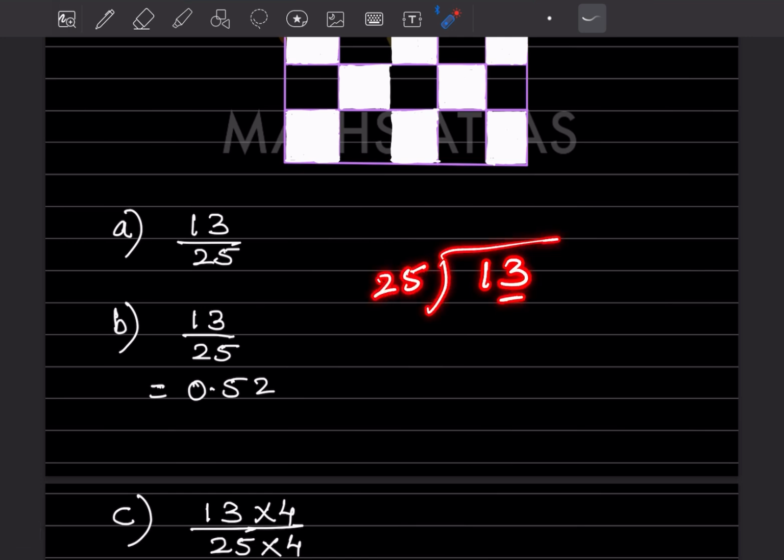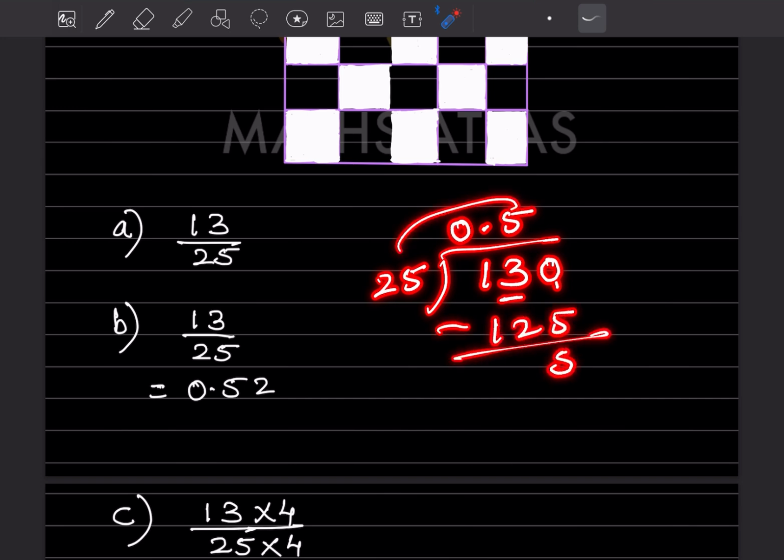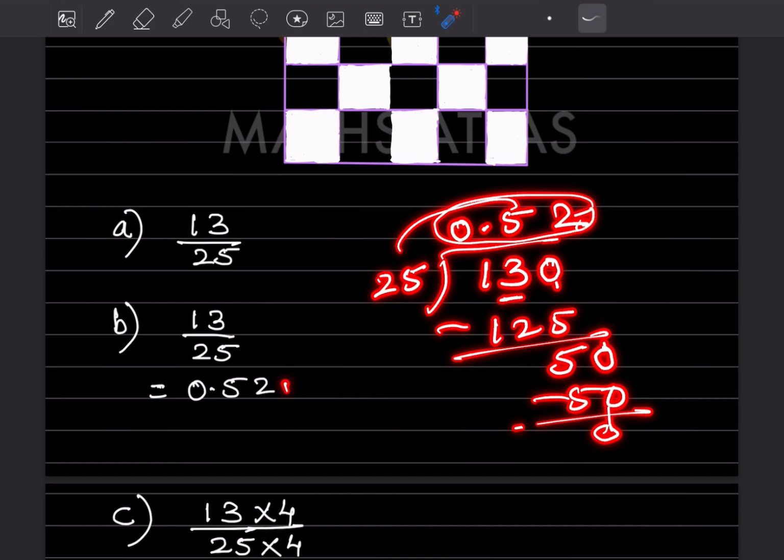Because this is a smaller number, we add one zero. Since we have added a 0, there should be 0 point. Now 25 5s are 125. So now the remainder is 5. So here 0. So 25 2s are 50. So hope you know how to get the decimal. So the answer should be 0.52.